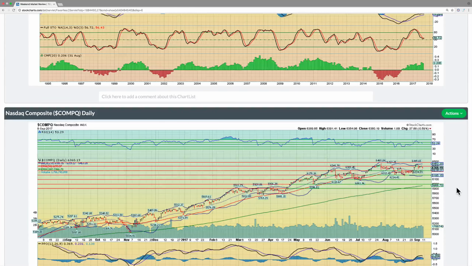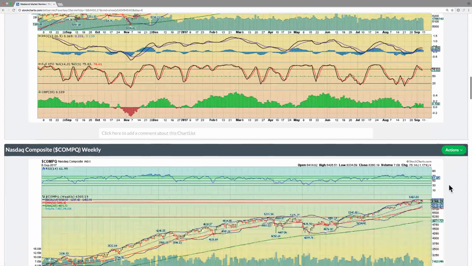Nasdaq daily, still showing weakness. We had negative divergence here in RSI, and I still think we're going to make a run to test this 200 EMA on the daily at about 59.67. Well, let's see what happens.